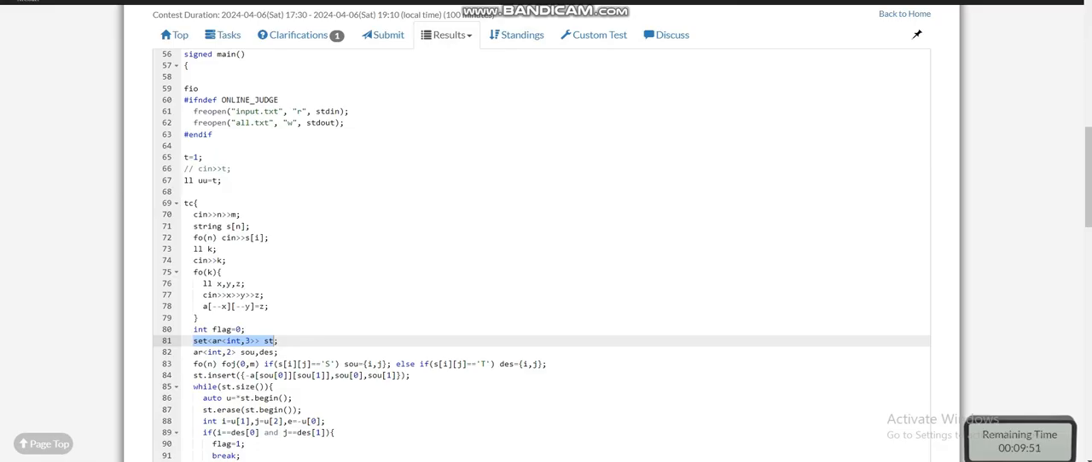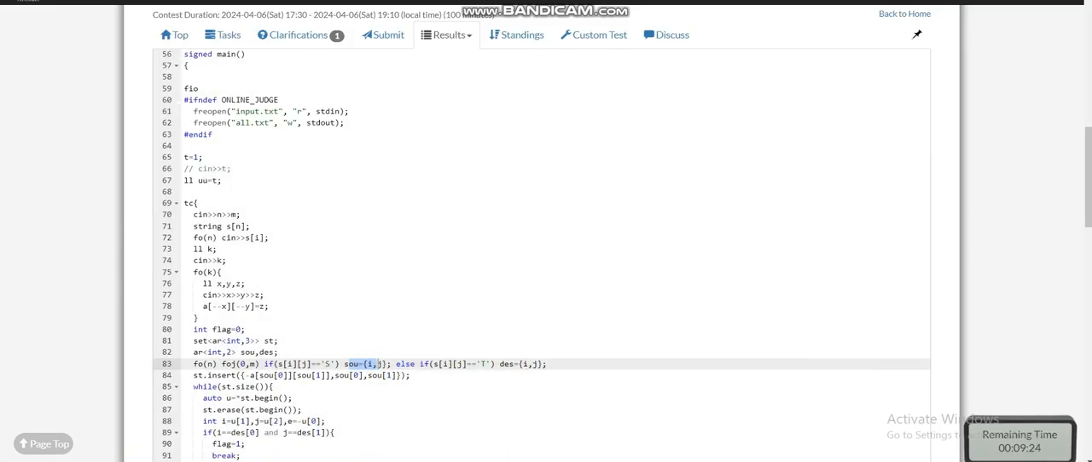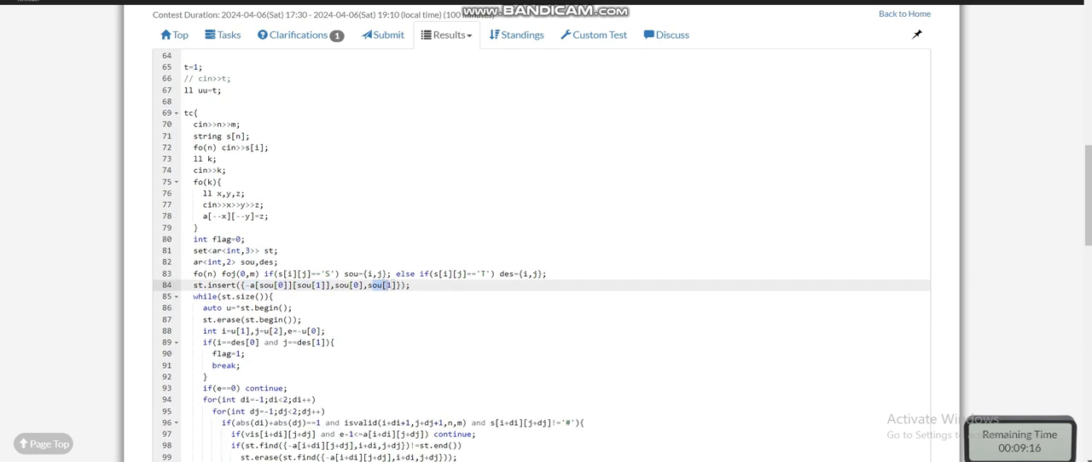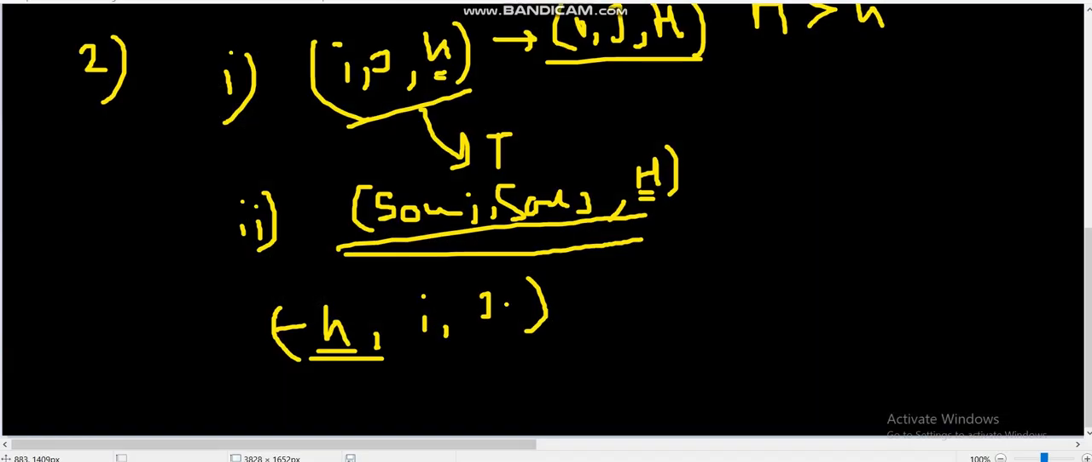Initially this part is to find which cell is the source and which cell is the target. If Sij is S, we are marking it as source i comma j, and if it is T, then we are marking destination as i comma j. Now, as I have already told, initially in the set we will insert the health of the source, and the row and column of the source. We are putting the health of the source in negative, along with the row and column of the source. Now this part is our typical Dijkstra algorithm.